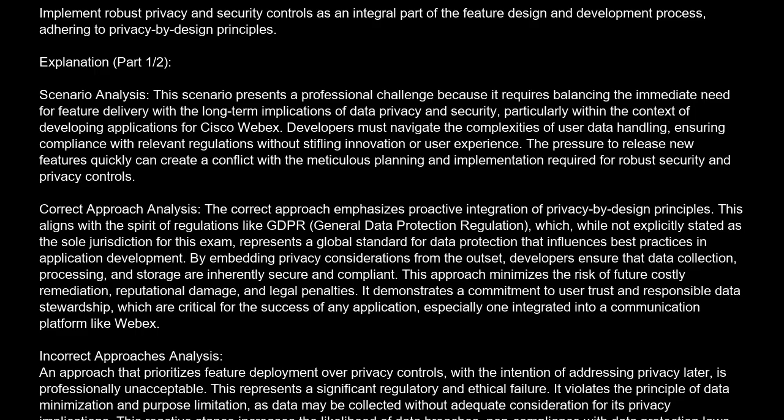By embedding privacy considerations from the outset, developers ensure that data collection, processing, and storage are inherently secure and compliant. This approach minimizes the risk of future costly remediation, reputational damage, and legal penalties. It demonstrates a commitment to user trust and responsible data stewardship, which are critical for the success of any application, especially one integrated into a communication platform like Webex.